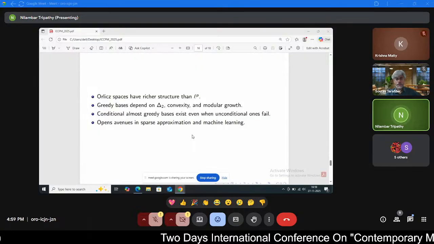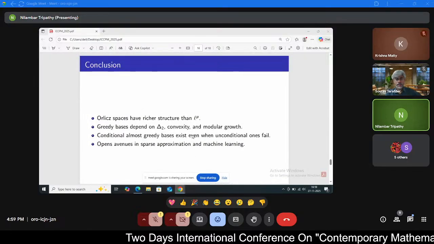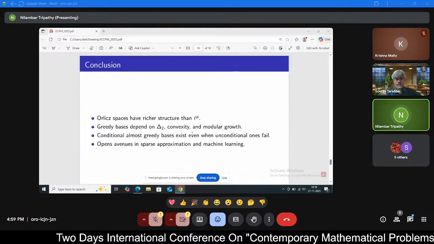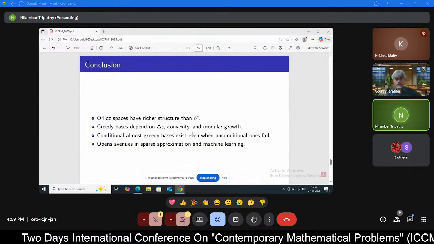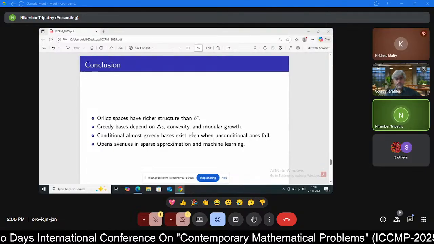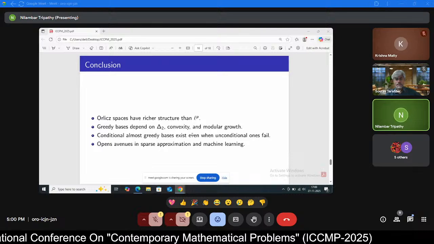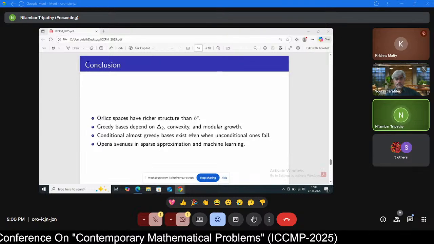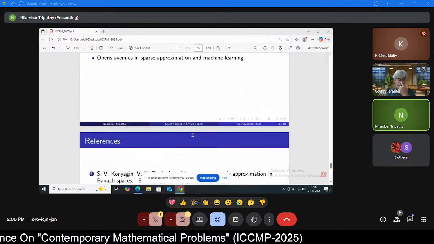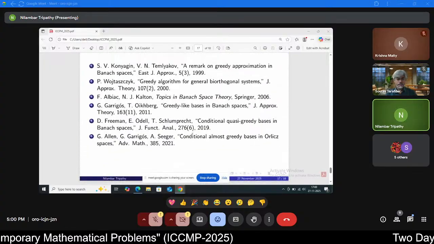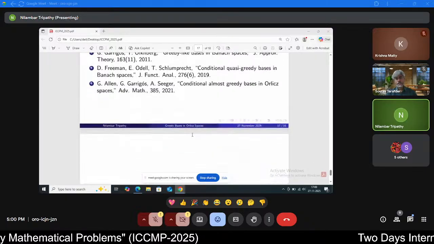Orlicz spaces have richer structure than l_p. Greedy bases depend on the delta 2 condition, convexity and modular growth. Conditional almost greedy bases even exist when unconditional ones fail. This opens avenues in sparse approximation and machine learning. And these are my references. Here. Thank you.